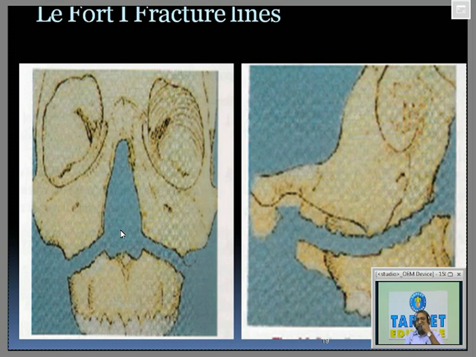Lafort 1 fracture line starts from the lateral wall of the pyriform aperture. You can see here, it starts from the lateral wall of the pyriform aperture just above the nasal floor. This is the nasal floor. So just above the nasal floor, the Lafort 1 fracture line starts from the lateral wall of the pyriform aperture.